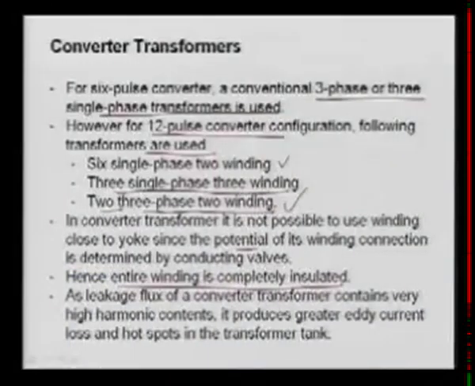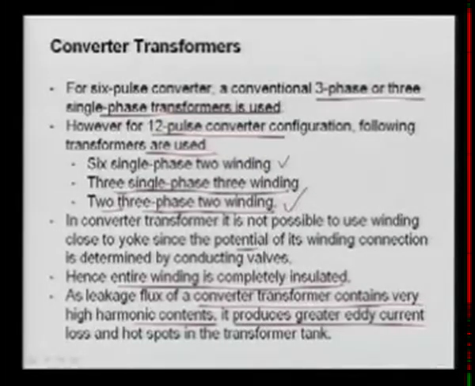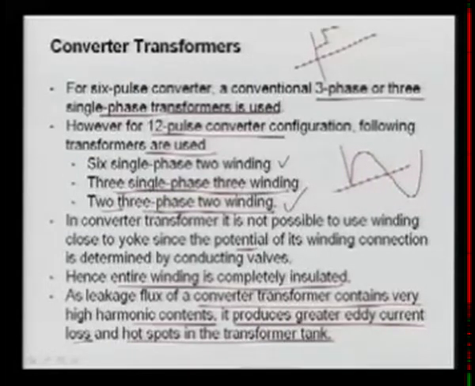As the leakage flux of a converter transformer contains very high harmonic content, it produces great eddy current loss and hot spots in the transformer tank, because there is a huge leakage flux. As I said, the voltage is sometimes very high, and there are also sudden DC fluxes. It is not smooth. For example, the voltage appearing in a normal transformer is like this, but here the voltage will be like this and the current will be like this. It is not perfect. So there are huge surges, and also sometimes DC will appear in maloperation.